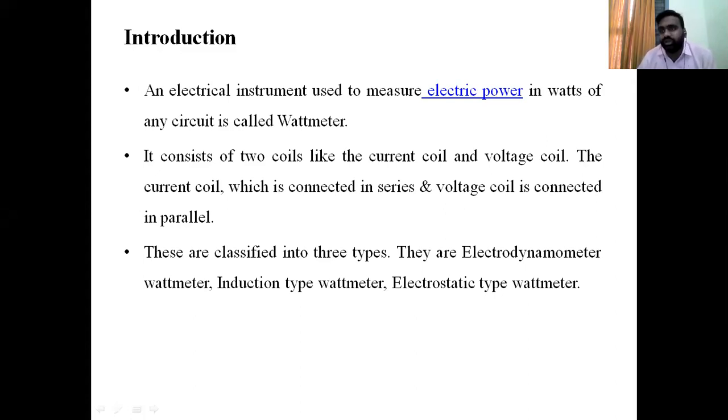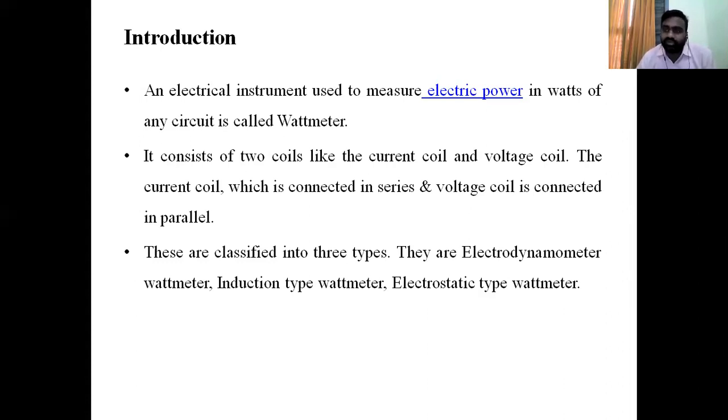have two coils. One is the current coil, and the second one is the voltage coil or pressure coil. The current coil is always connected in series, and the voltage coil, pressure coil or potential coil, is always connected in parallel. This is the brief introduction: what is meant by a wattmeter, what components are present, and how we connect them.